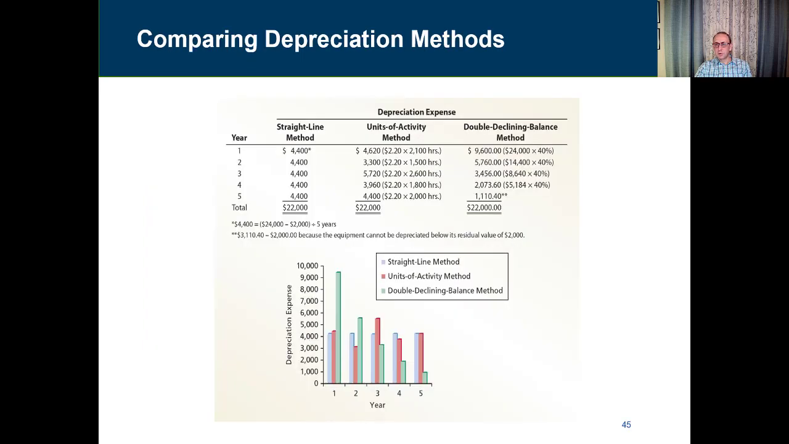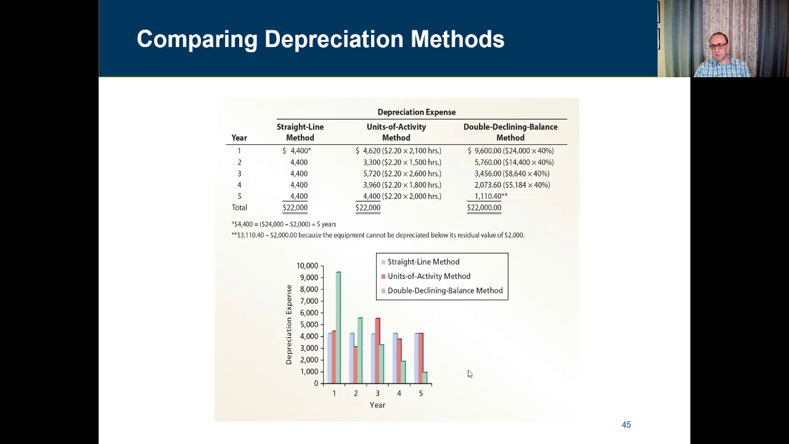So here we have also a comparison between the values for the example that we had, and you can see in the straight line it was constant. And the units of activity, it varied depending on the number of hours that we used this forklift for. And in the double declining, it kept declining until the last year where we plugged in the value. One thing I want you to pay attention to is that the total value of the depreciation, whether we're going straight line, units of activity, or double declining, over the 5 years, they're the same. By the end of the life of the asset, the amount of depreciation is going to be the same.